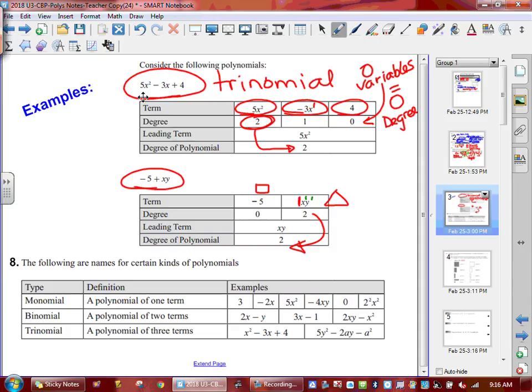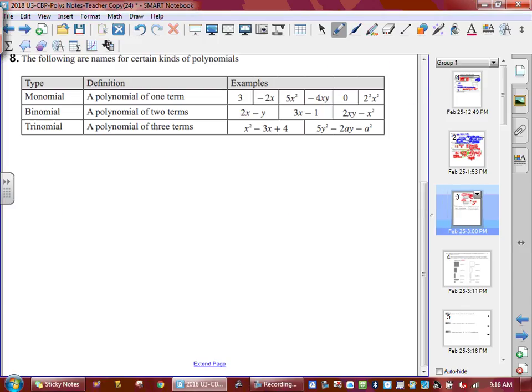Okay? All right. Let's take a look at this one. It says, here are the names of different specific polynomials. As we discovered, monomial, 1 term. Binomial, 2 terms. Trinomial, 3 terms. And these are just showing you different examples of monomials, binomials, and trinomials. That's what they are. So, this is showing us a separation of 2 terms, 2 terms, 2 terms. That's what it's showing us.